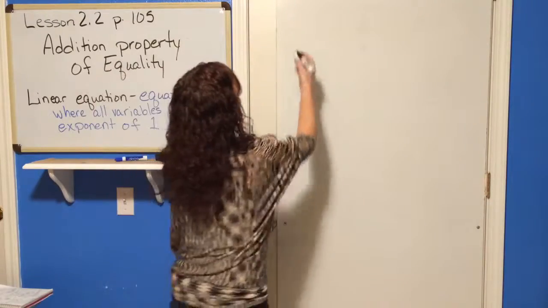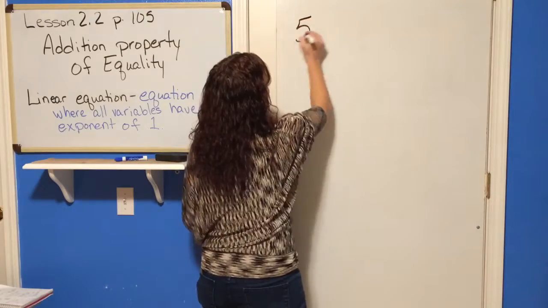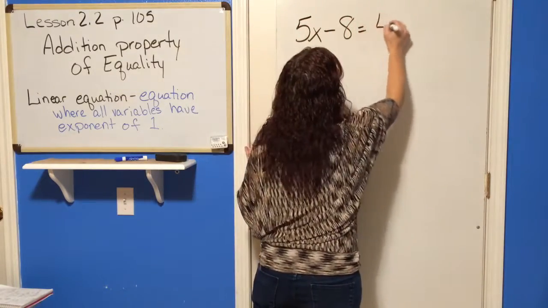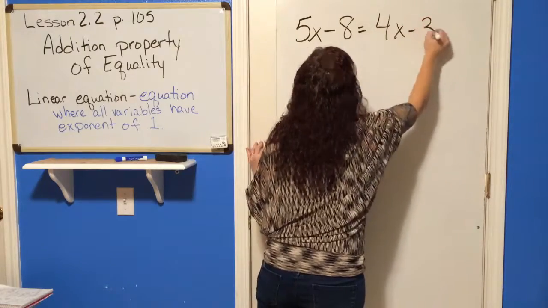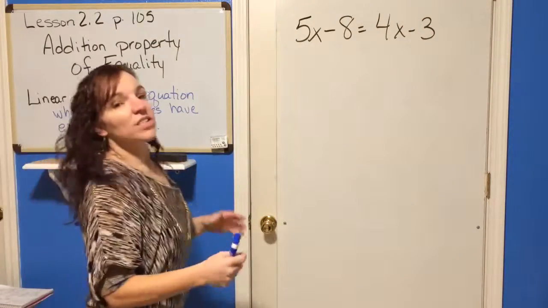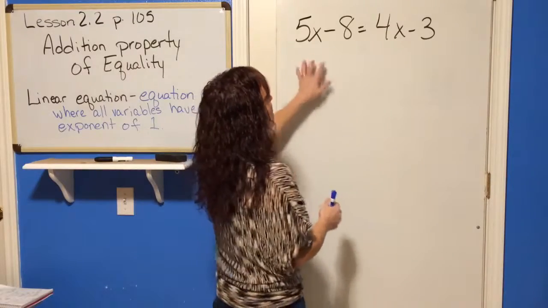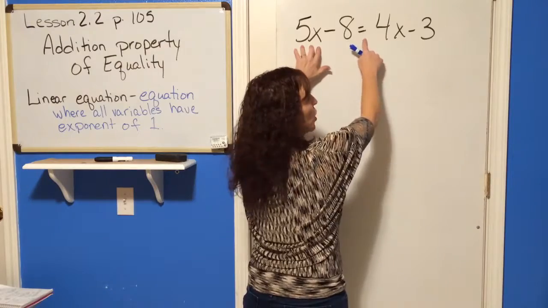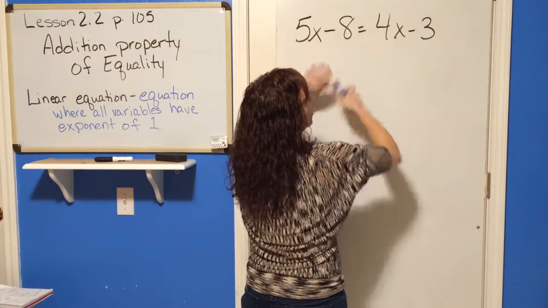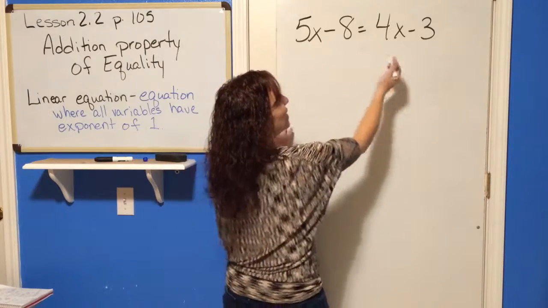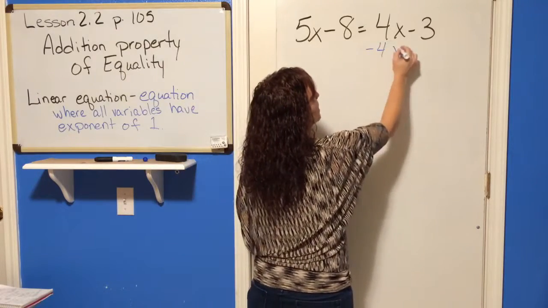So our next equation looks like this. 5x minus 8 equals 4x minus 3. So remember, you can do whatever you want as long as you do the same thing to both sides. So I've got an x on both sides of the equal sign. Make sure if you want to put those together, you've got to subtract one of them to bring it to the other side. So let's subtract the 4x.